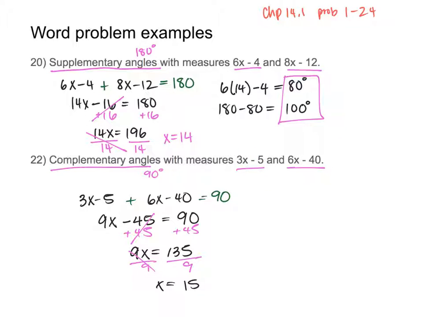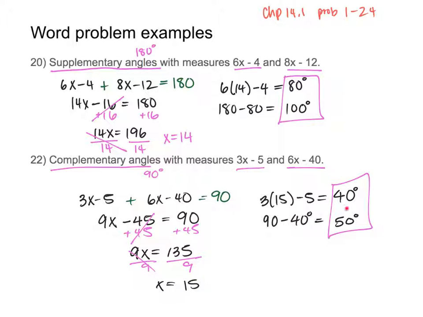Oops, let me grab a pen. So 3 times 15 minus 5. 3 times 15 is 45, minus 5 is 40. So we got 40 degrees. And because these are complementary, we can take 90 and subtract the angle that we're given, 40. And so the other angle must have been 50 degrees. And there we have it, our two complementary angles.